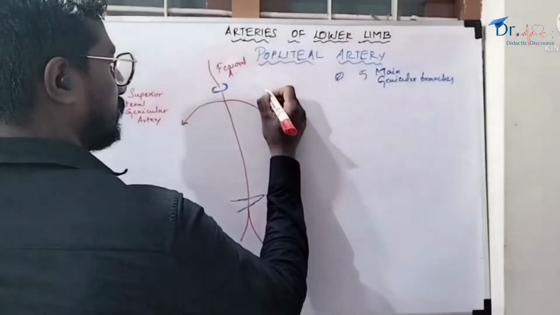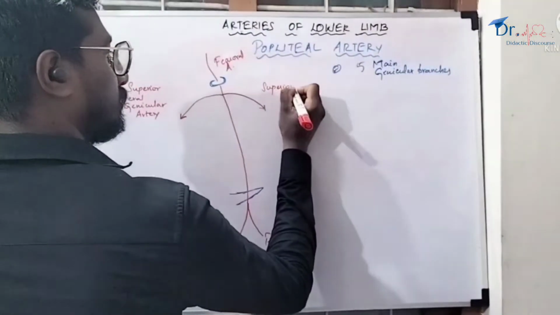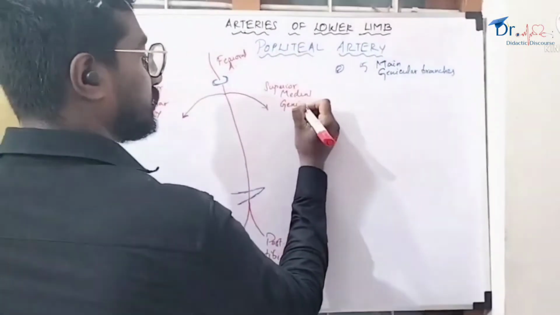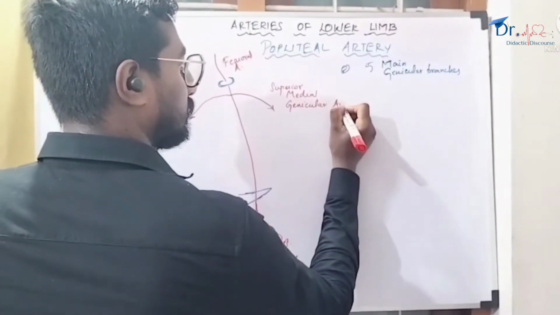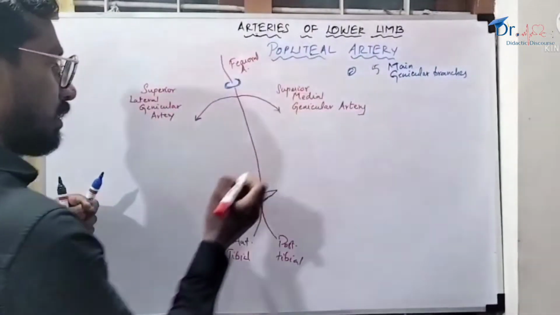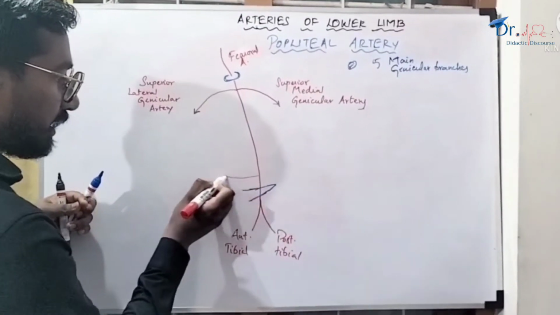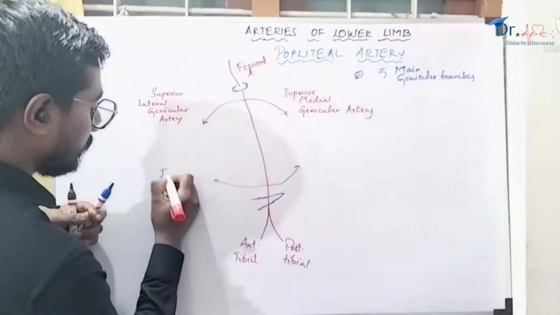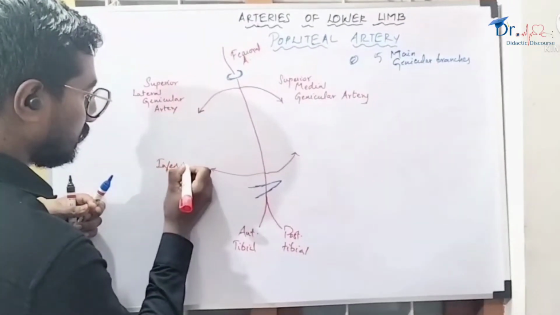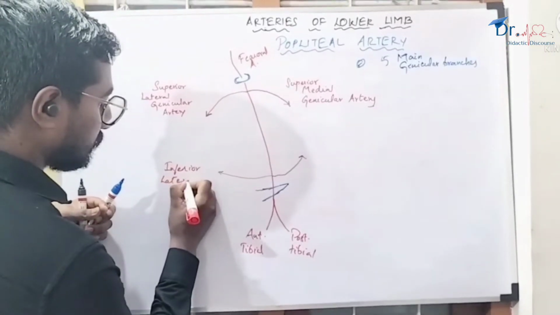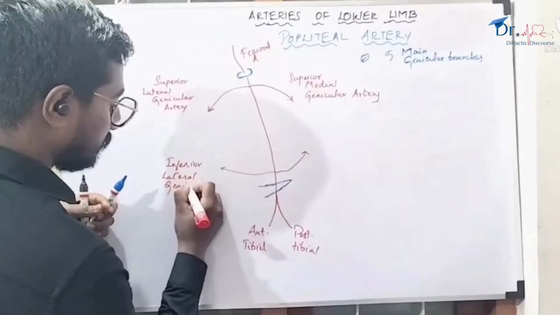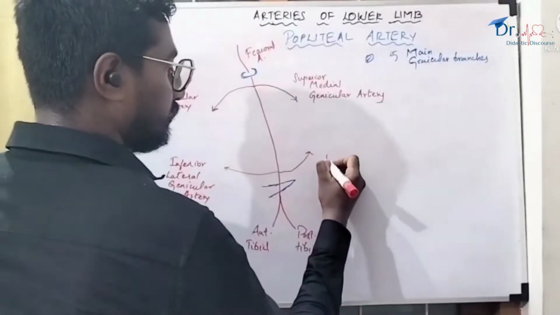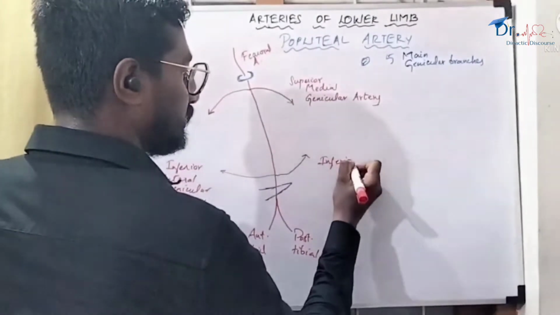The second one is the superior medial genicular artery. And the next 2 branches are at the inferior part, which are nothing but the inferior lateral genicular artery and the inferior medial genicular artery.